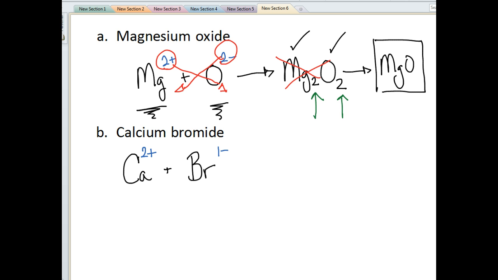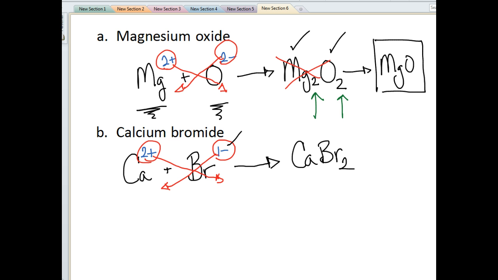Okay, so we have different numbers here. What we're going to do again, we crisscross the charges, we bring that down, and we bring that down to make a neutral compound. And so what are we going to get? So we're going to get Ca, and we brought that 1 down from the bromine right here, and we don't need to write it. When we bring 1s down, we don't write it. And then we have the Br, and we're going to bring that guy down, and we're going to put a 2 right there.